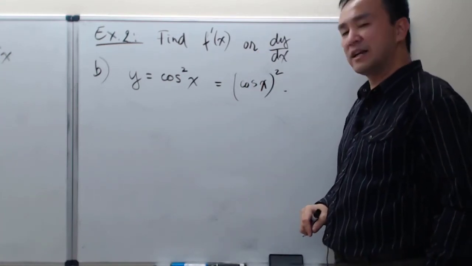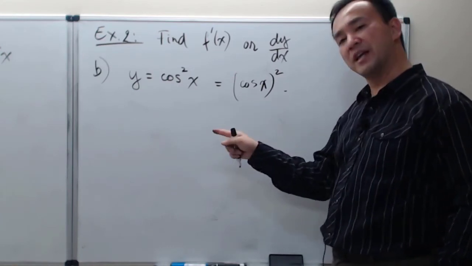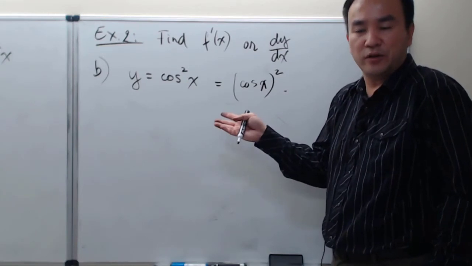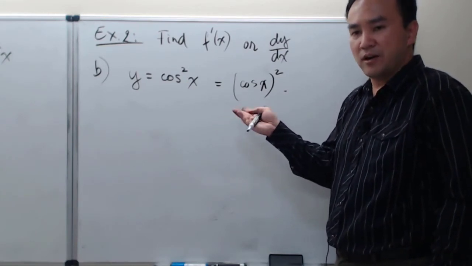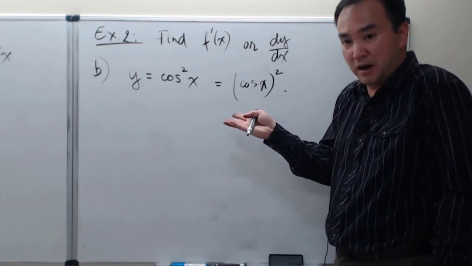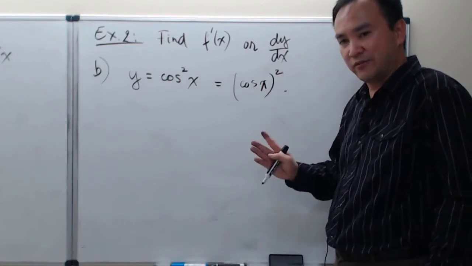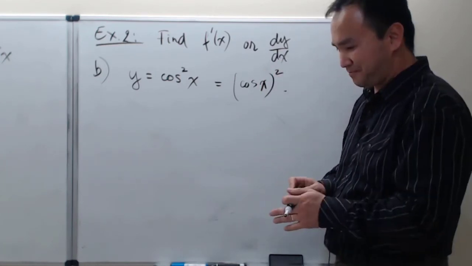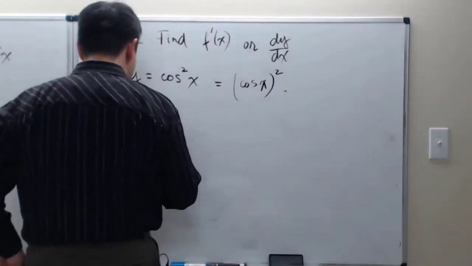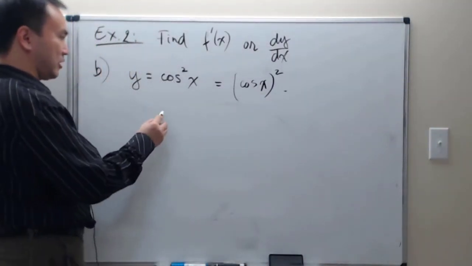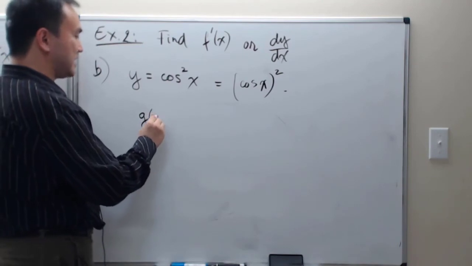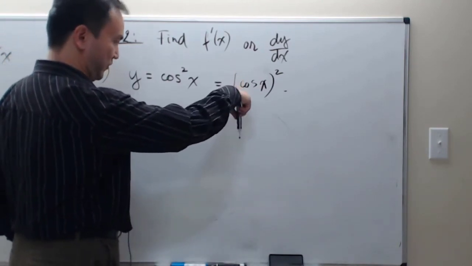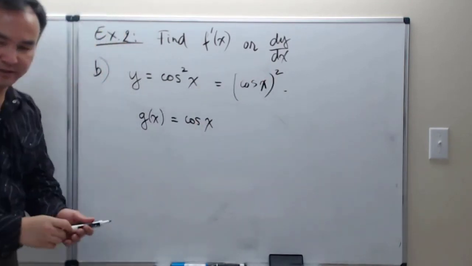But in the end, how I choose my inside here is not the only way. You might choose a better way of finding your inside, and it may work even better than mine. Go for it. I highly recommend any of my students to become creative. Okay, so I'm going to go with g of x as my inside being cosine of x, the cosine of x as a function being inside of that square.